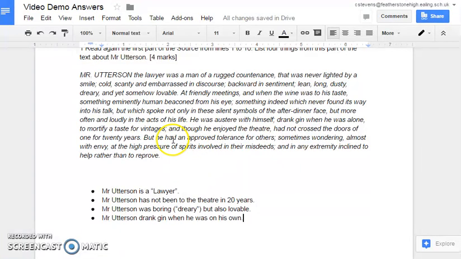And if you're not quite sure, you can use quotes. So you can say, Mr. Utterson had an approved tolerance for others, if you want. But if there are 4 really obvious things, you're not going to lose marks for putting them on. Things like Mr. Utterson was a lawyer. Mr. Utterson had a rugged countenance. Mr. Utterson, his face was never lit up by a smile. Yeah? And you can paraphrase it or you can quote it. Your maximum time for this should be 5 minutes. But if you practice this a lot, you should be able to get it down to 2 or 3 minutes.